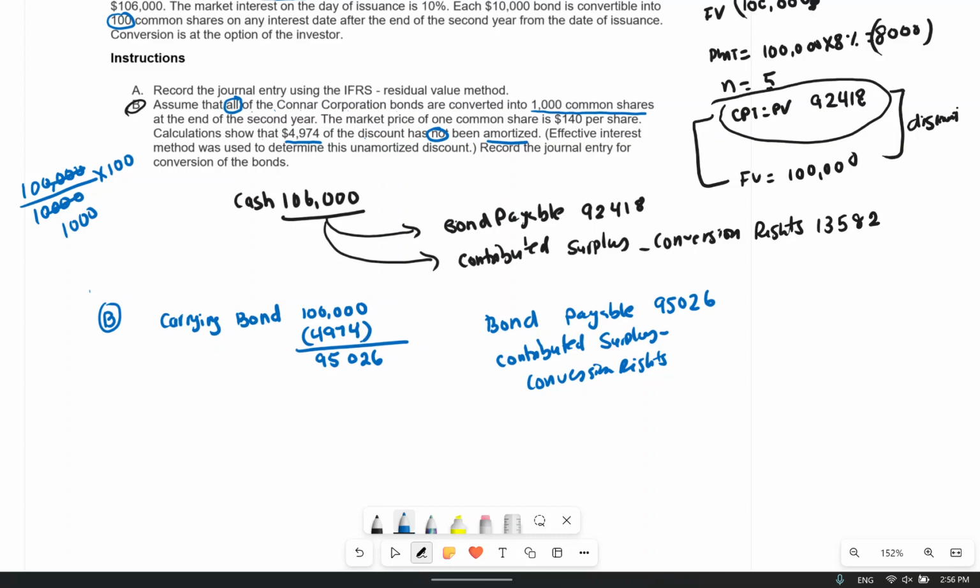And that is your 13,582. And then we have common shares. How do we get the common shares? You have the value of your bond payable plus your contributed surplus conversion rights, and if I add both numbers, I get 108,608. So that's how I get the number.